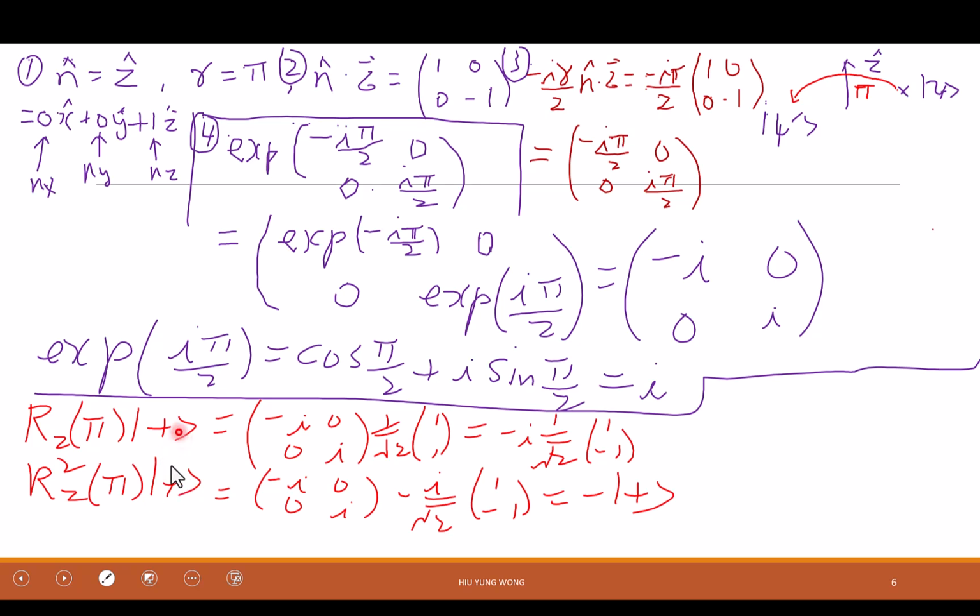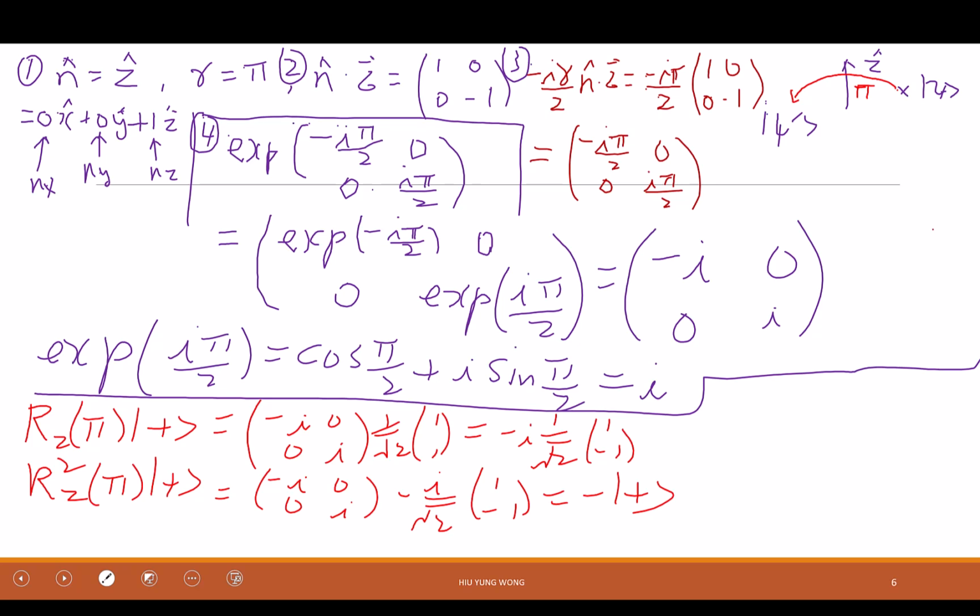But however, for a state, although we say that the global phase doesn't have physical significance, plus is not the same as negative plus as a wave function, right? It does not go back to the original state. After you rotate it by 360 degrees, it does not go back to itself.